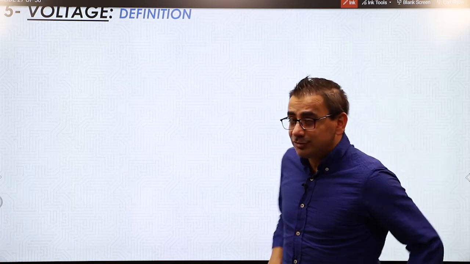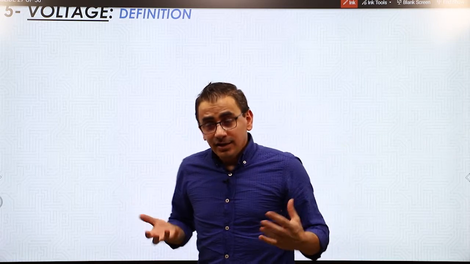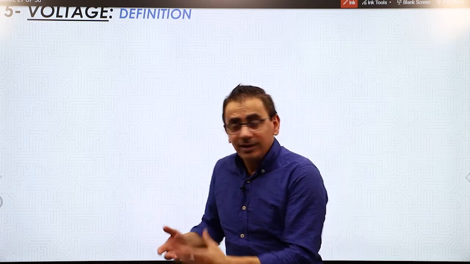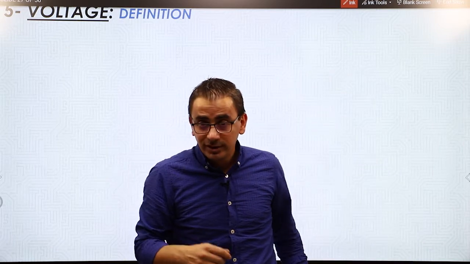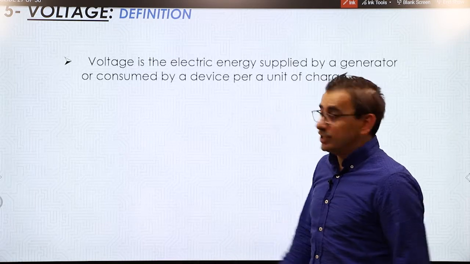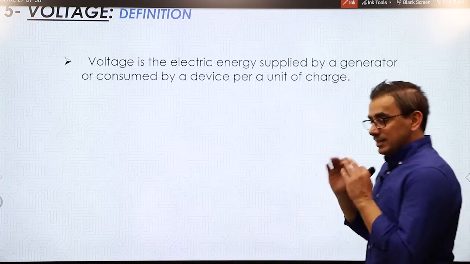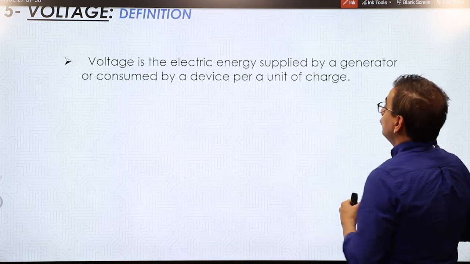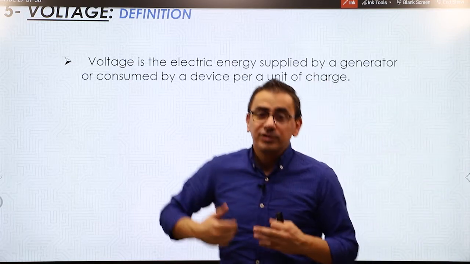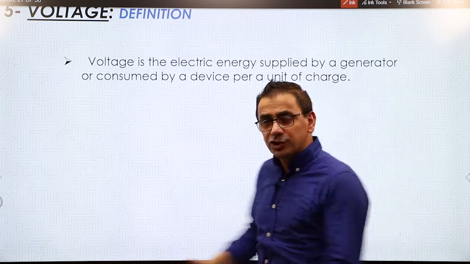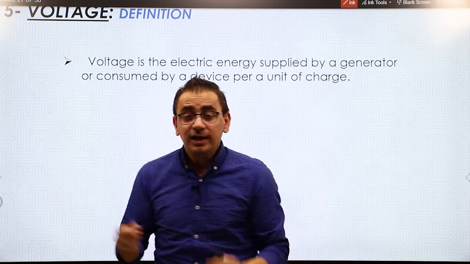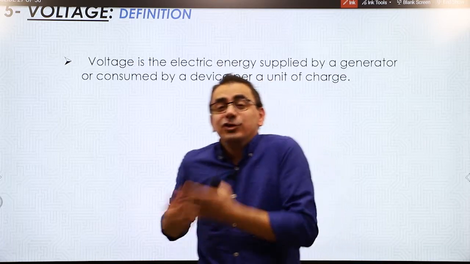Now, when we talk about electricity, basically in electricity we have 2 important elements. These are the current, the amount of charge flowing, and the voltage, the energy of the charge which is flowing. In fact, the definition of voltage is the electric energy supplied or consumed by the generator or the device per unit charge. So if I have a lot of charge or a lot of electrons moving, electrons have charge. Charge has a unit.